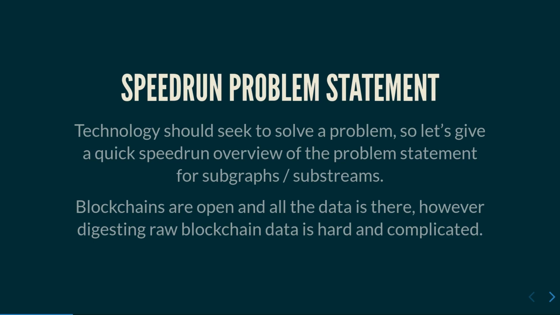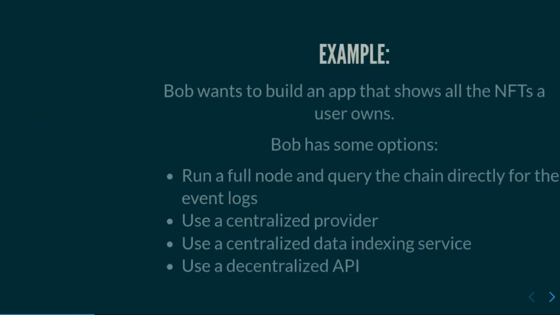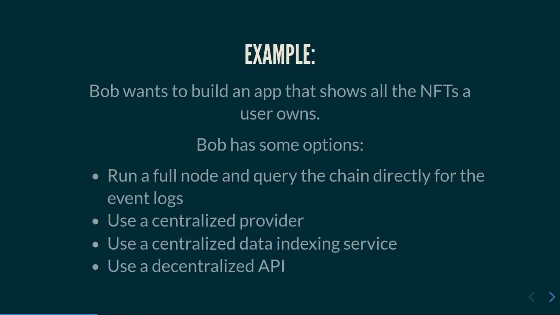So let's put this in more common developer terms. Let's give an example. We have our developer Bob, and Bob wants to build an app that shows all the NFTs that a user owns. So how does he get this data? Well, he has some options. He can run a full node and query the chain directly for the event logs, which is fine, and it's really the correct, quote-unquote, decentralized way to do this, because he has the nodes and he doesn't have to trust anyone with his data, and he knows that all of his information is correct. But again, this is A, very complex to do, and B, you still have this needle in the haystack problem where it's just difficult to get the data you directly care about.